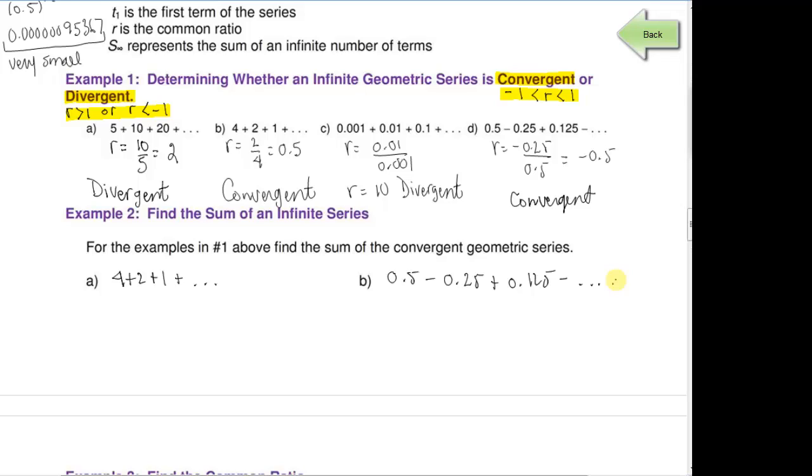So we already know what our r value is for our first example. It's 0.5, and we know that it's convergent, so we can find a sum for it. So the sum for the infinite geometric series is t1 over 1 minus r. So t1 is 4 over 1 minus 0.5, and that gives us 4 over 0.5, which is 8. So our sum is 8 on this one.